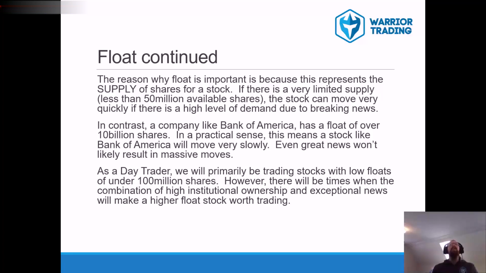Limited level of supply when you have very strong demand creates those 20 to 30% moves, and sometimes even bigger, like the move we saw today on APOP. Now, a stock like Bank of America has a float of over 10 billion shares, right? That's crazy. 10 billion shares. So in a practical sense, Bank of America moves very slowly. Even with great news, it's not going to move 30% in a day. Very, very unlikely. That means it's a safer vehicle for a long-term investment. It's less volatile. But day traders like volatility. We want stocks that are going to move and that are going to move in a predictable way.